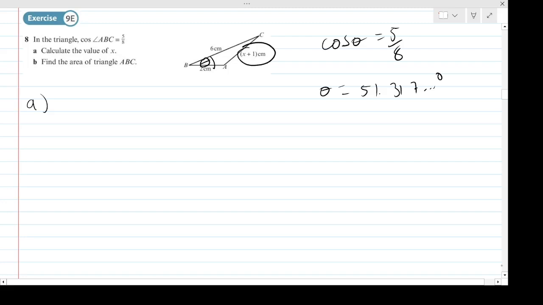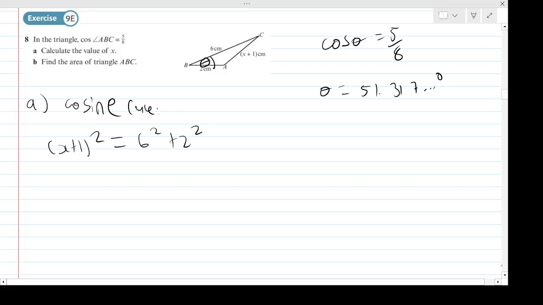So x is a side here. Well, we're in a situation again where we've got three sides and we've got something about the angle here. So it's going to be the cosine rule, right? So this angle theta is facing this side, x plus 1. So then we can say x plus 1 all squared is going to equal 6 squared add 2 squared, take away 2 lots of 6 times 2 cosine of theta, or angle ABC.